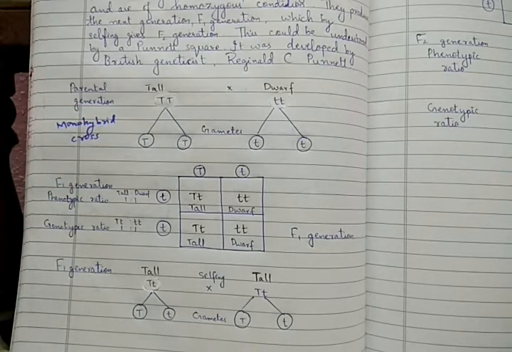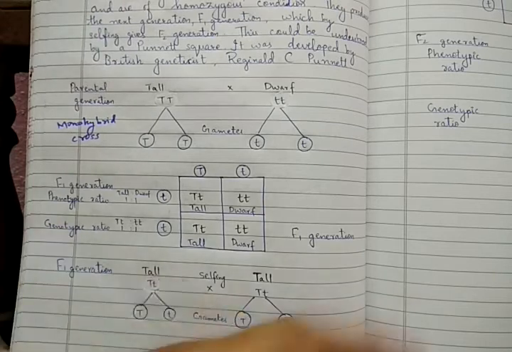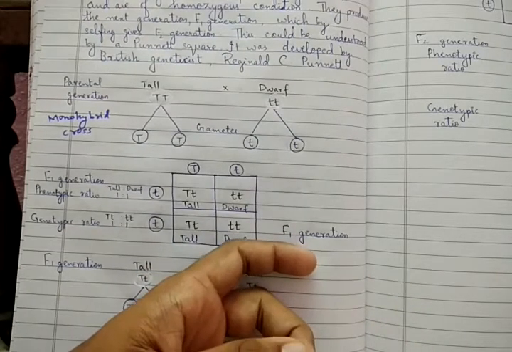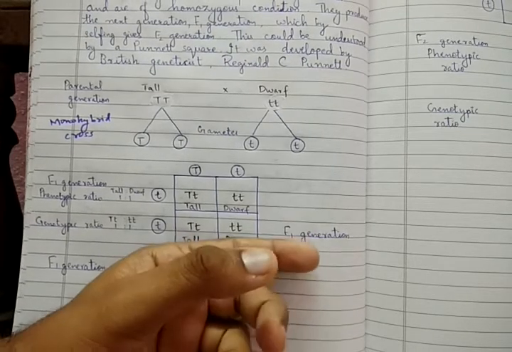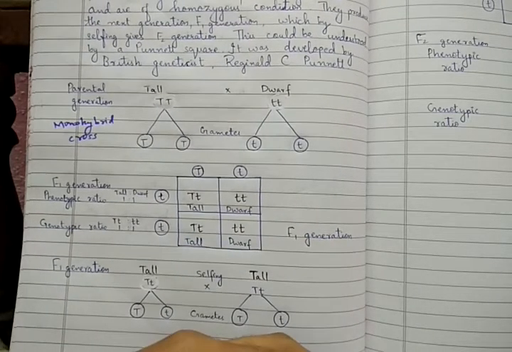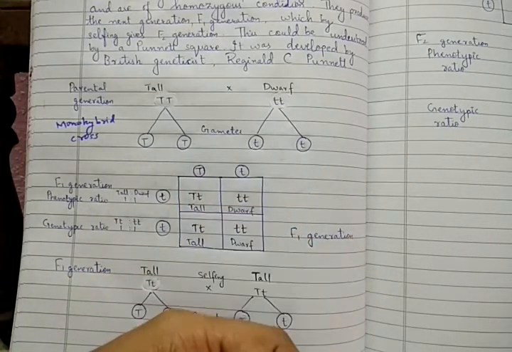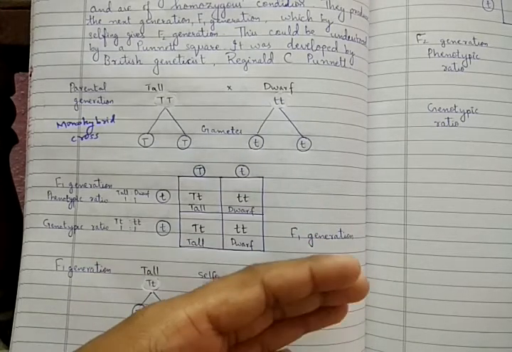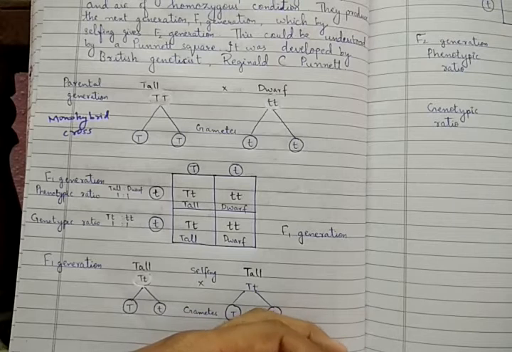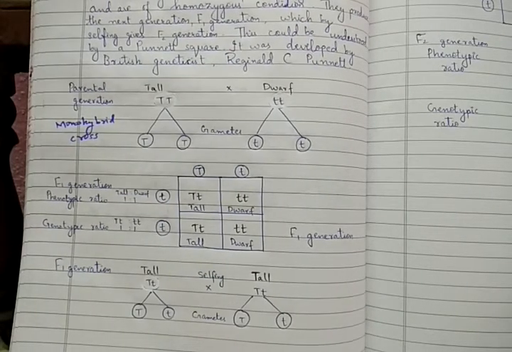The next generation which we will get will be the first generation, or the F1 generation. The generation that we get after the parental generation will be the F1 generation, which we said in the previous class is the first filial generation. The generation which we get after F1 will be the F2 generation. So for getting the F2 generation, we will take the heterozygous condition of the plant and we will self cross it. We will discuss it now.